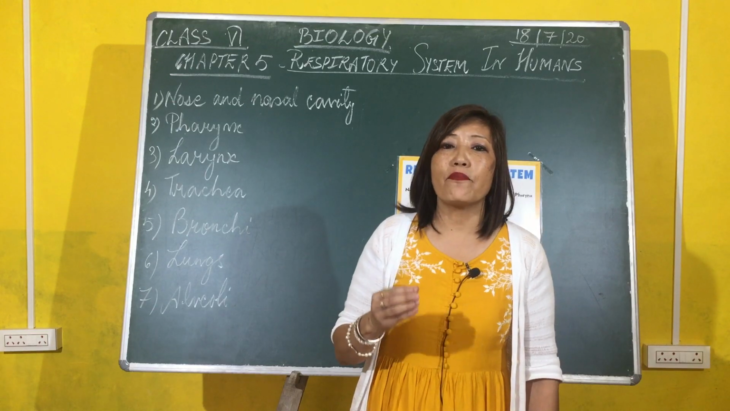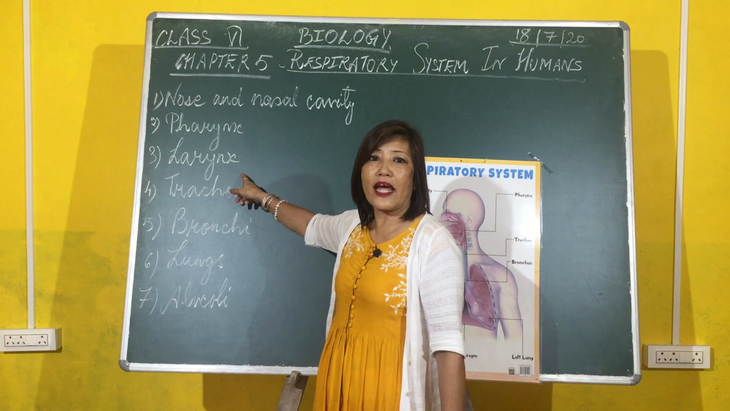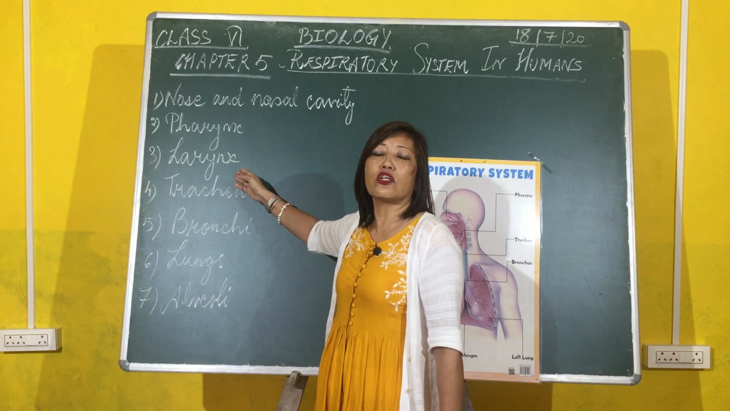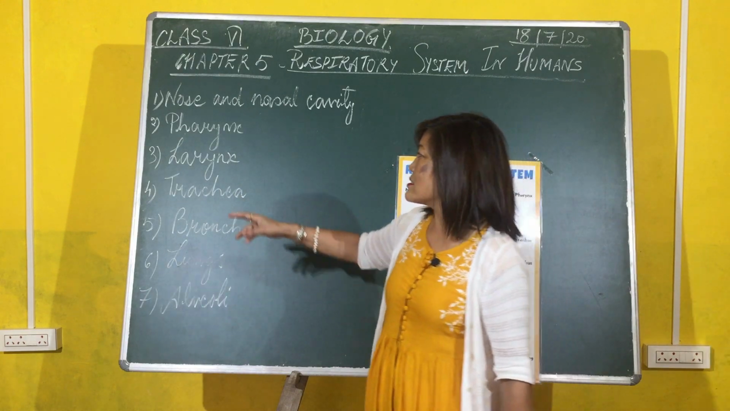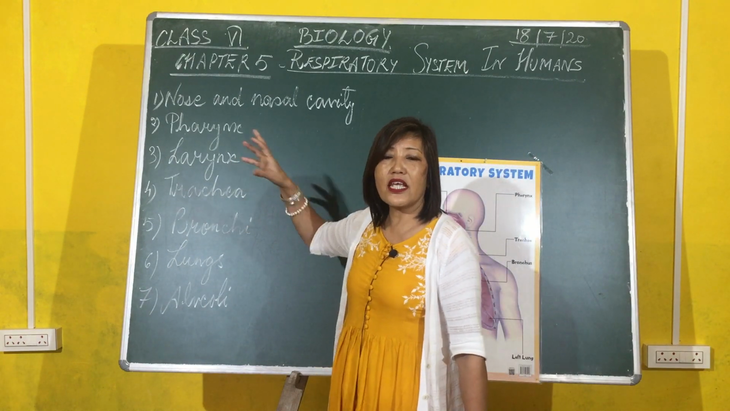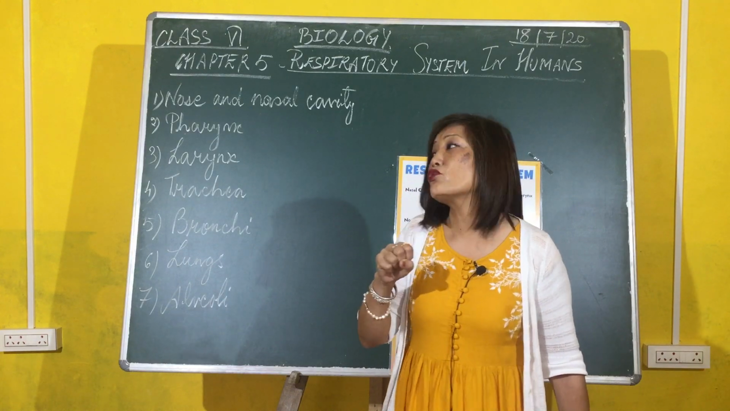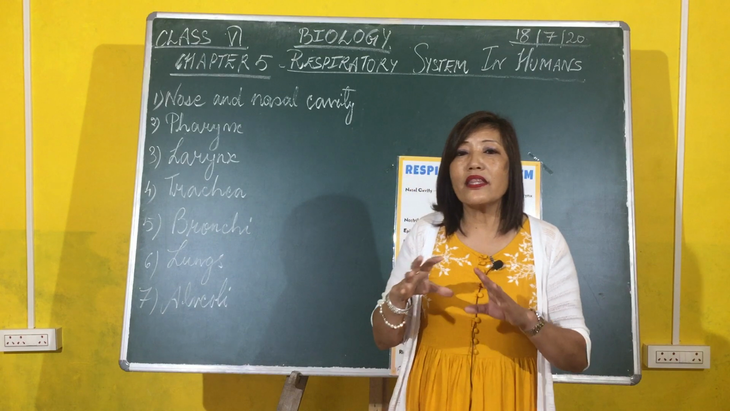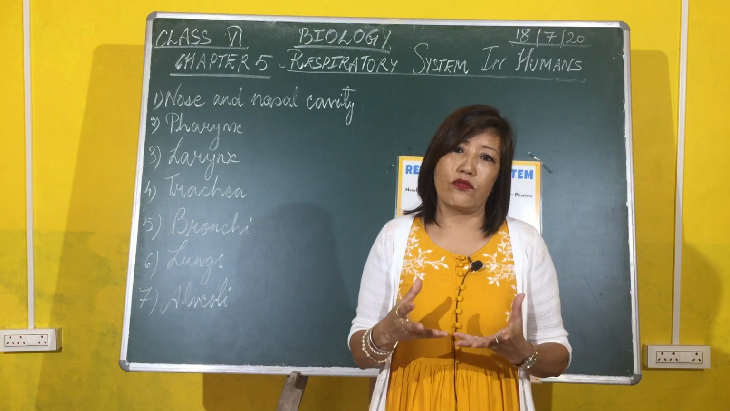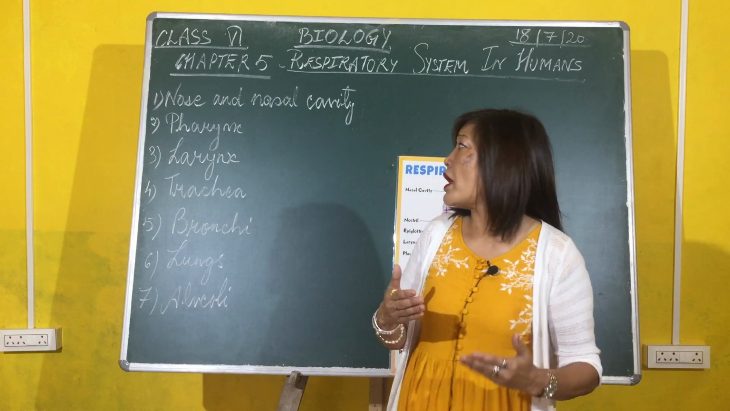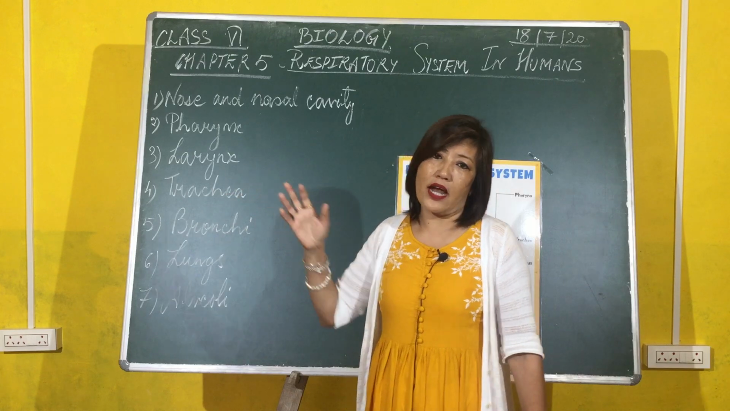So the air passes from the lower pharynx to the next part, the larynx, which is also called the voice box. When the air enters the larynx, the larynx vibrates due to the presence of the air. When the larynx vibrates, it produces sound. Then from the larynx, the air passes to the trachea.